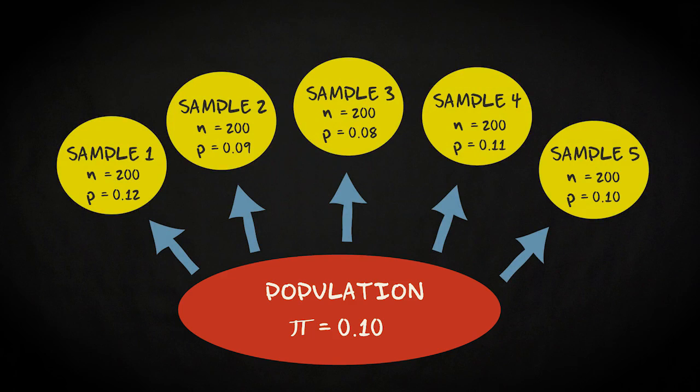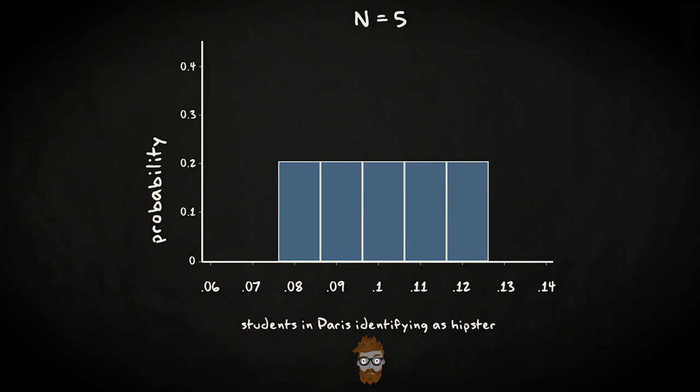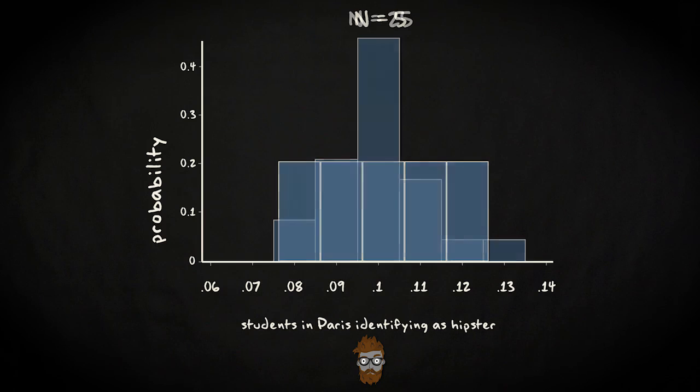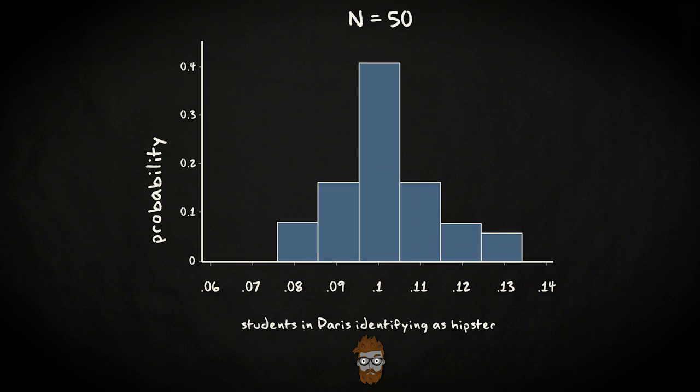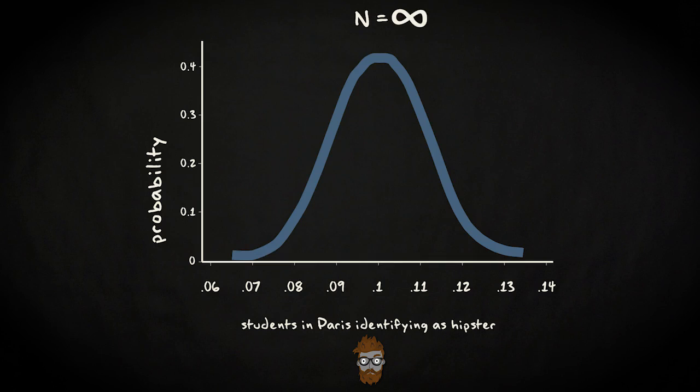If you would draw 5 samples, the sample proportions might look something like this. A histogram of these sample proportions would look like this. There are 5 values and they all occur once, so they all have a probability of 0.2. Now, if you would draw 25 samples, the distribution would look something like this. And if you would draw 50 samples, something like this. And with an infinite number of samples, your distribution would look like this.